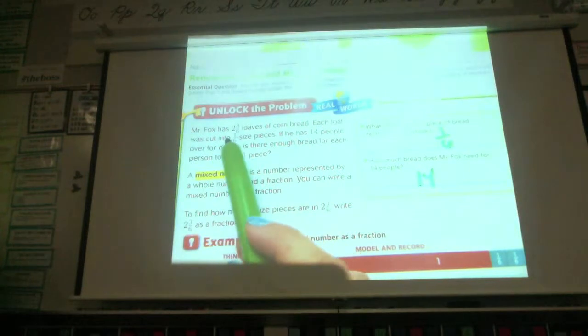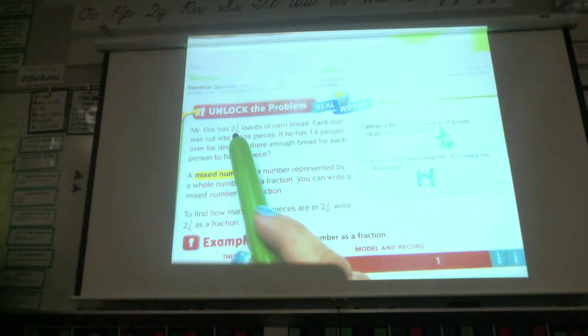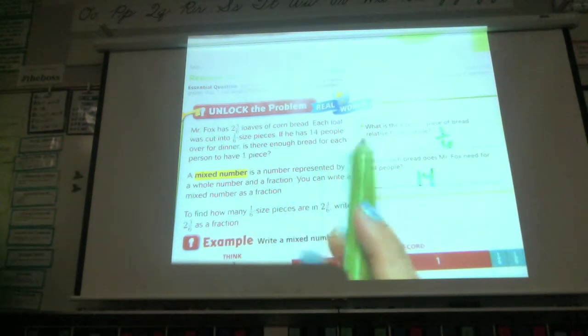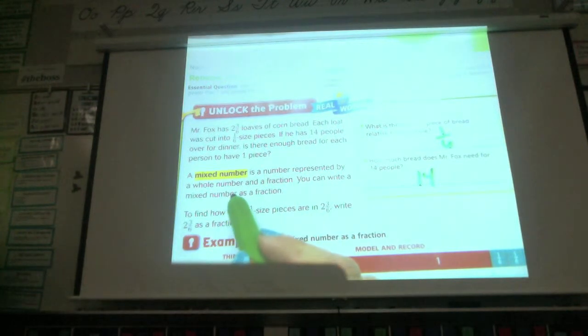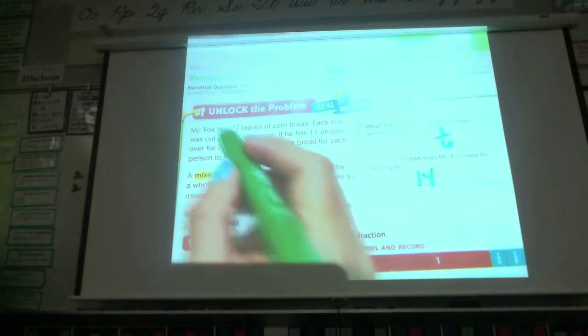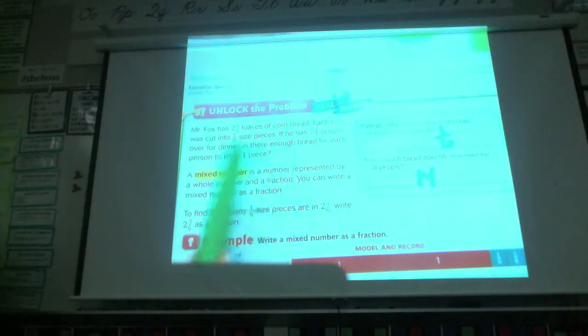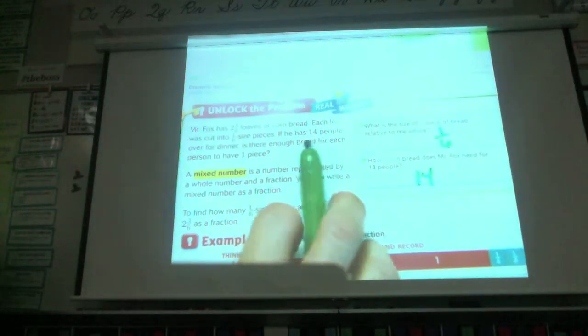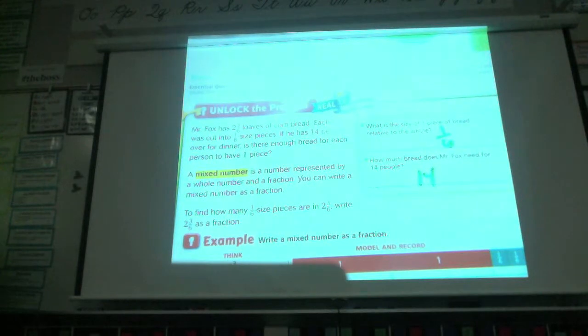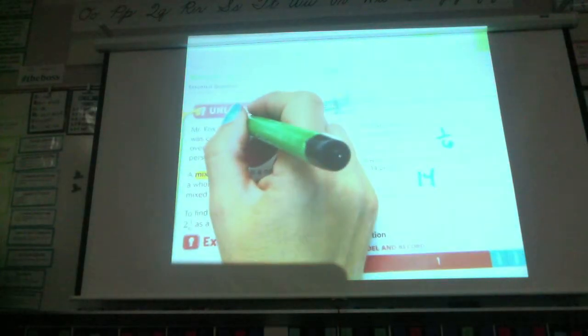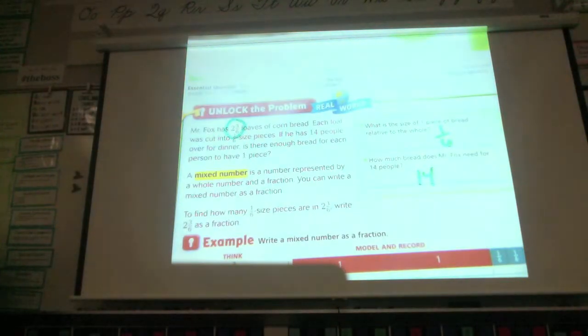We have a mixed number of how much bread there is. A mixed number is a number that represents some whole and some fraction. I want you to find the mixed number in this problem and circle it. Okay, what is the mixed number, class? 2 3/6 is how we say that. 2 3/6.